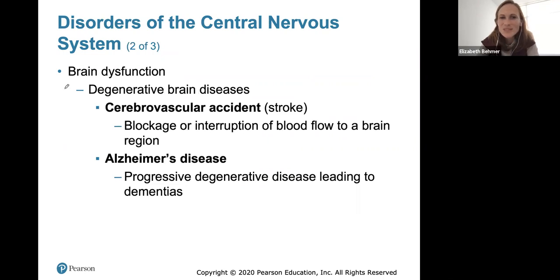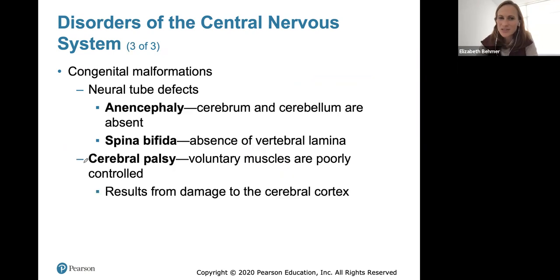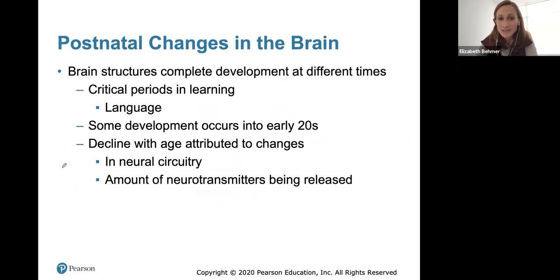You should know some of these brain dysfunctions: stroke, Alzheimer's disease, understanding those, anencephaly, spina bifida, and cerebral palsy. Other than that, you don't need to know anything else.